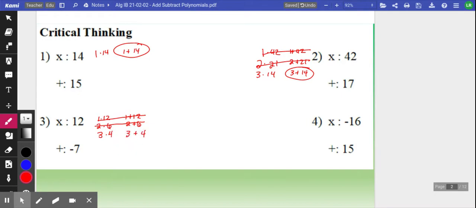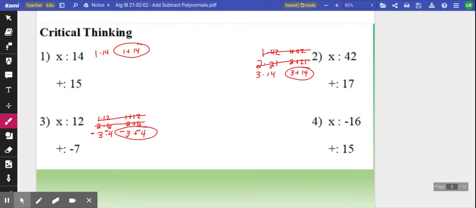So here's the issue I have: I have a positive 7, but I need a negative 7. So I need to make sure that I remember I'm allowed to do negative times a negative. Negative times a negative is still positive 12, but negative 3 plus negative 4 is going to be negative 7. And I have my numbers.